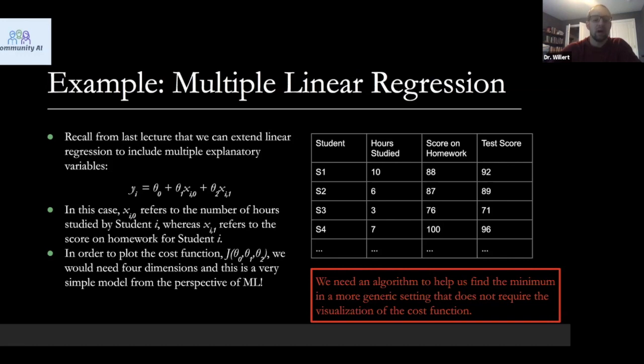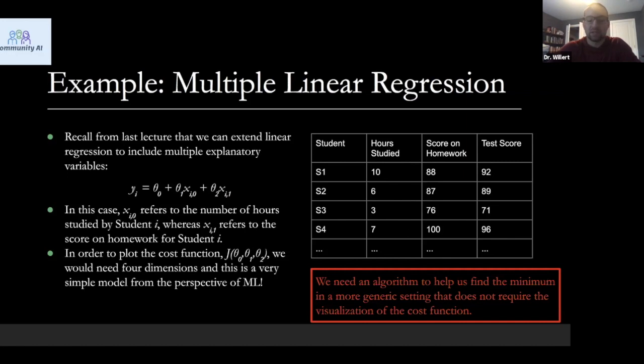The ith test score is equal to some constant theta 0 plus theta 1 times the number of hours a student studied plus theta 2 times their score on the homework. So this is what we're trying to model today: how well does a student do on their test based on the hours they studied and the score on their homework? We can look at a few examples here.